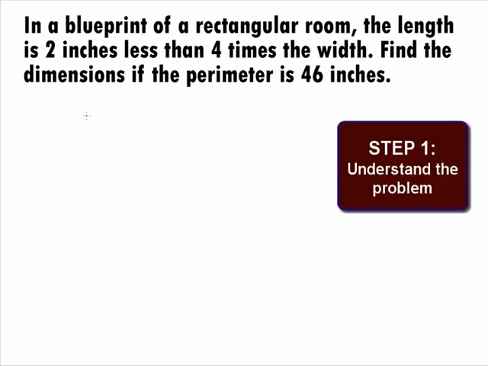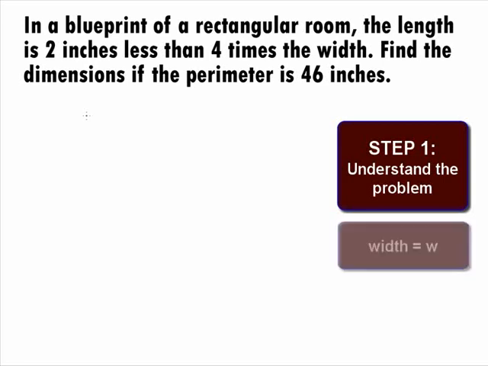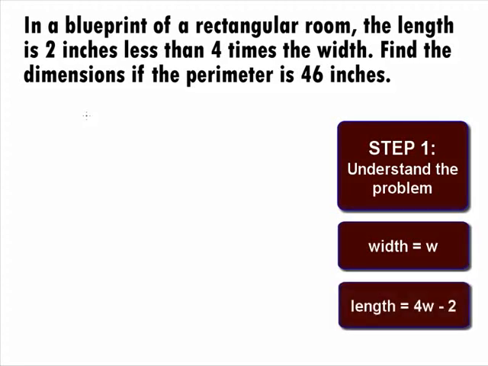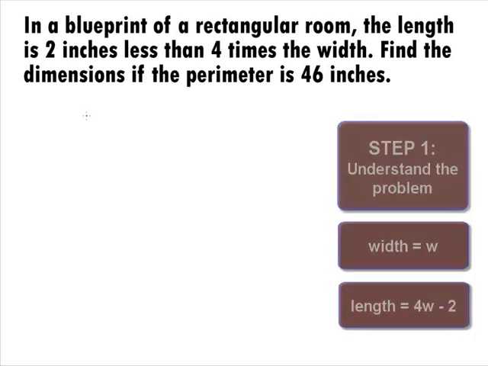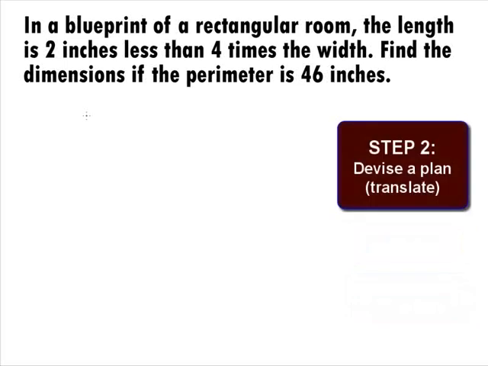In step 1, we want to make sure that we understand the problem. Make sure that you read the question carefully several times. In this step, we also want to assign our variable. We are looking for the dimensions of a rectangle, which means we need to find the length and width of the rectangle. Since we can write length in terms of width, let's go ahead and let W equal width, and since the length is 2 inches less than 4 times the width, we can represent the length as 4W minus 2.